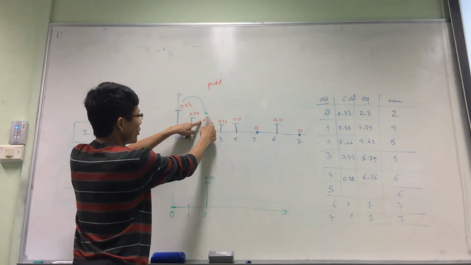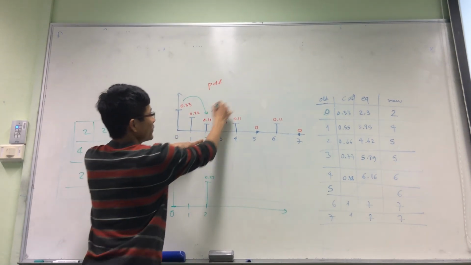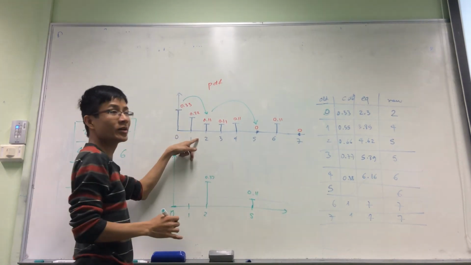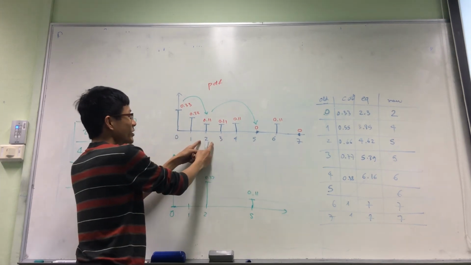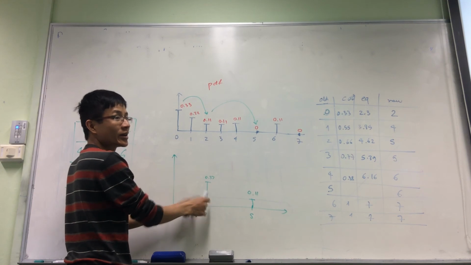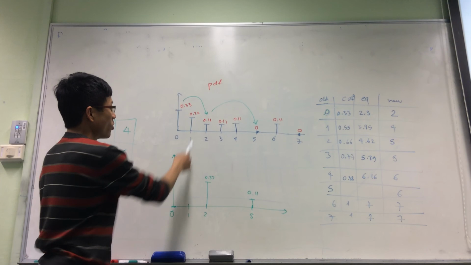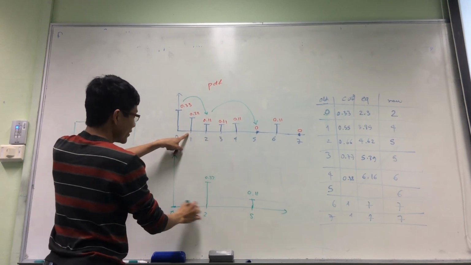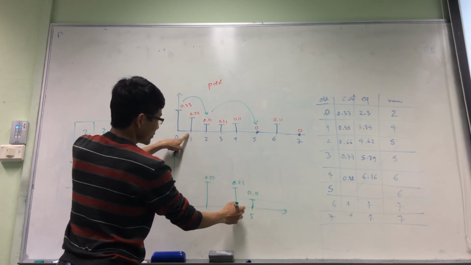Now where does 0.11 go? The 2 goes to 5. So 5 here gets 0.11. 2 goes to 5, 0 goes to 2. 0.11 goes here, 0.33 goes here. Now the 1 goes to 4. That means no more at 1, but now we got 4 with 0.22.